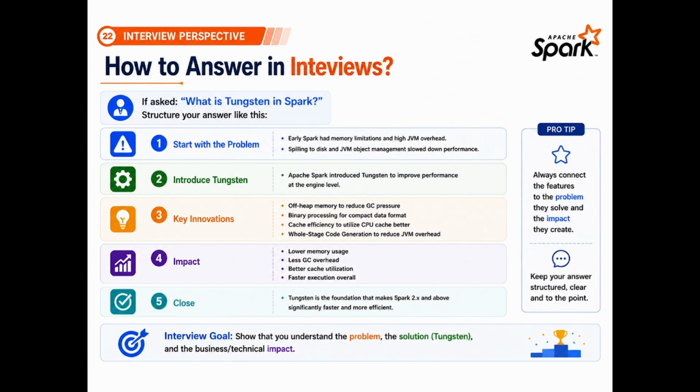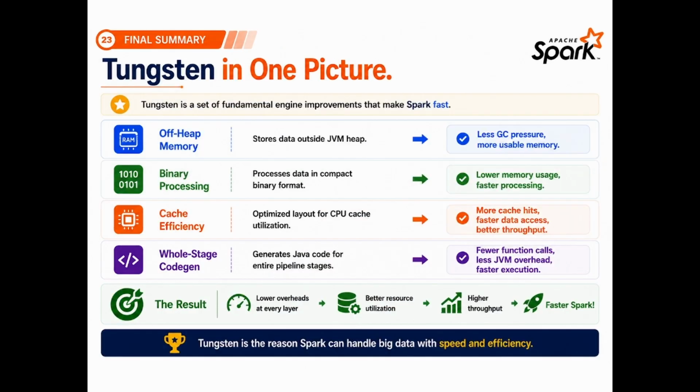Let's land this. Every Spark job you run is quietly powered by three things we covered today. Spilling, which keeps your job alive when memory runs out. Tungsten, which makes every byte of memory and every CPU cycle count. And whole-stage Codegen, which makes the execution itself blazing fast.